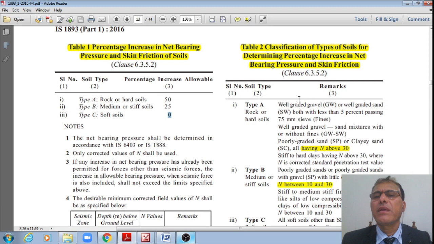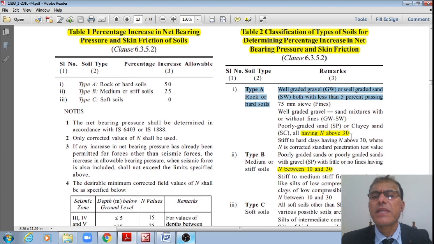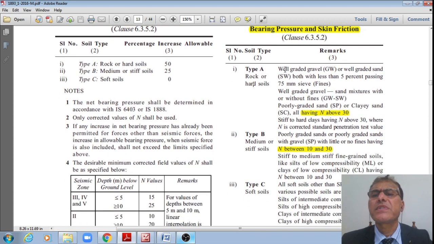Table 2, classification of types of soils for determining percentage increase in net bearing pressures and skin friction. Now type A are rock or hard soils, all having SPT value N above 30, standard penetration test value greater than 30. Then they are referred to as rocks and hard soils. Or even other definitions are also given.